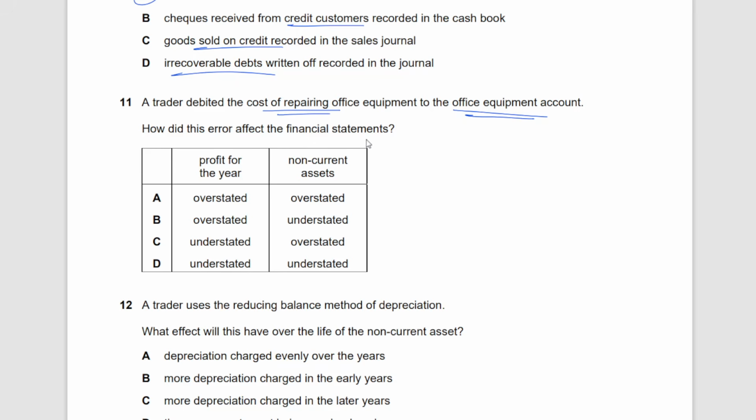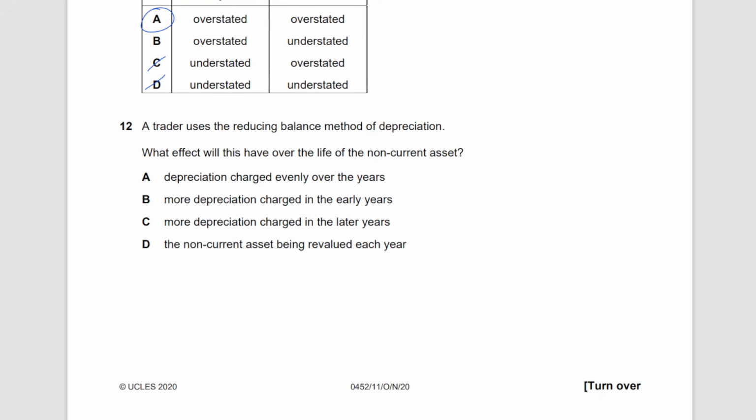How did this error affect the financial statements? So it was the cost of repair. It was supposed to be an expense, which we didn't record. We actually counted that as an asset. So by not recording an expense, you overstated your profit, right? And what happened to the non-current asset? They were also overstated because there was no such thing as new office equipment, but we included it as such. So both are overstated. We must fix that. It's an error of principle, to be precise.